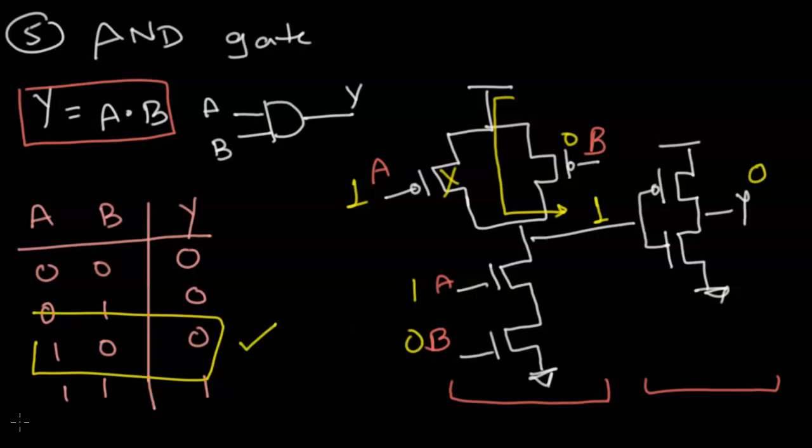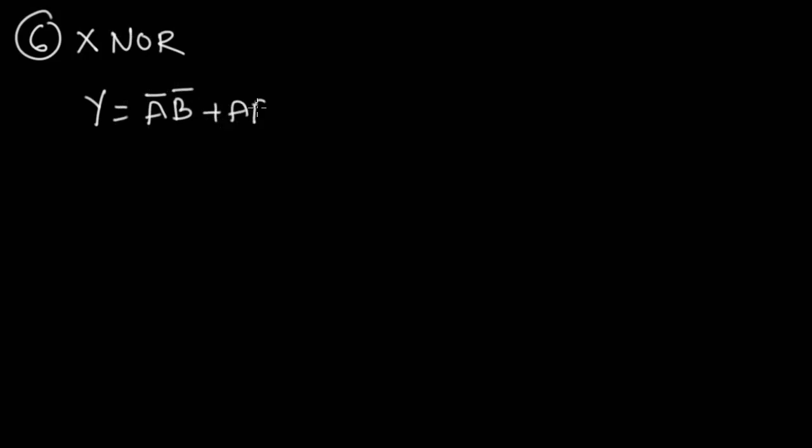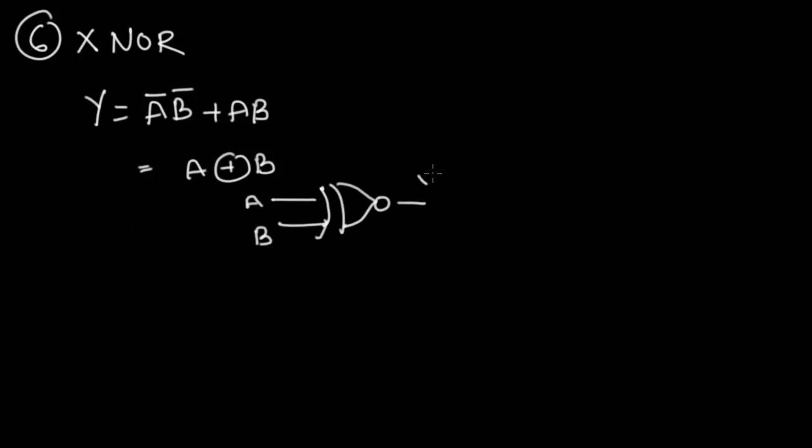Moving forward to our next gate, we have the XNOR gate. Its Y is equal to A bar B bar plus AB, also written as A XNOR B. So let's see the diagram. This is a symbolic representation of an XNOR. So we have A, B and Y. Let's understand the truth table.